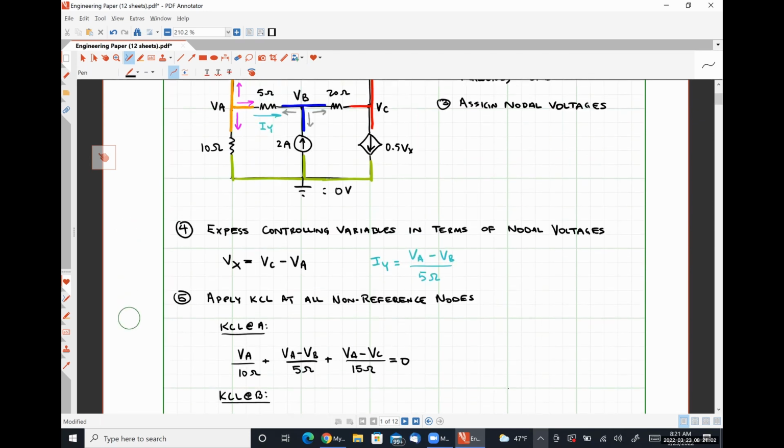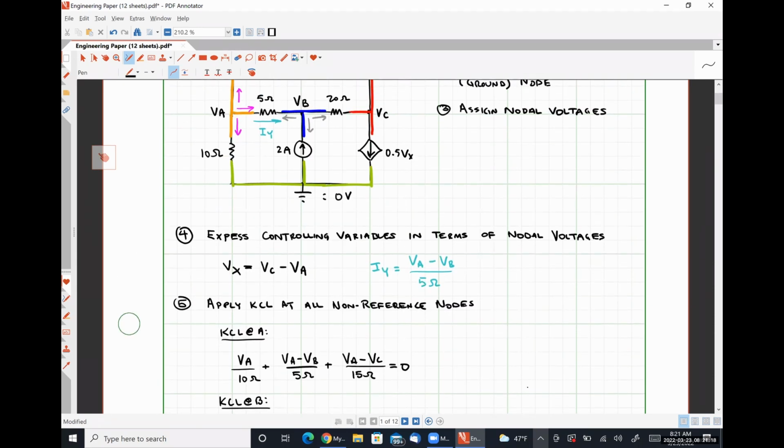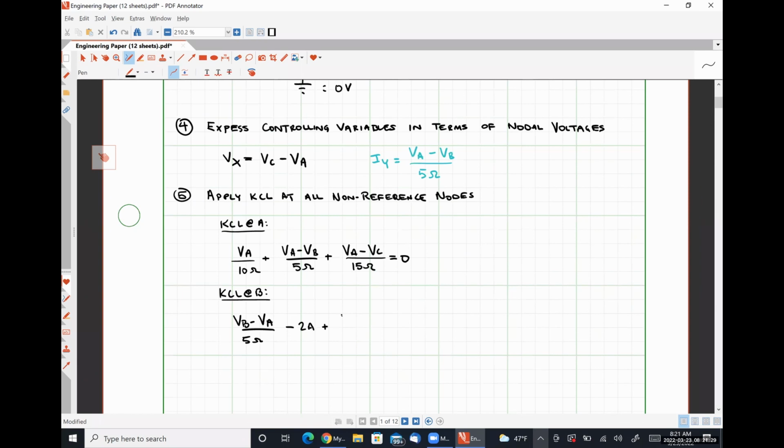What about the current flowing down through the 2 amp source? Negative 2 amps, because it's flowing in the opposite direction of the current source. And then finally, the current flowing to the right through the 20 ohm resistor. Exactly right. You guys are picking this up very quickly. That's wonderful. There are 3 currents that we're leaving. We've got 3 terms in our equation. We're done with this node.